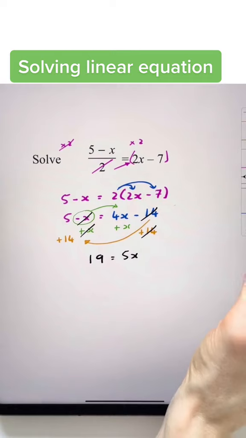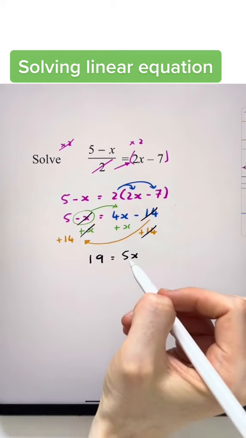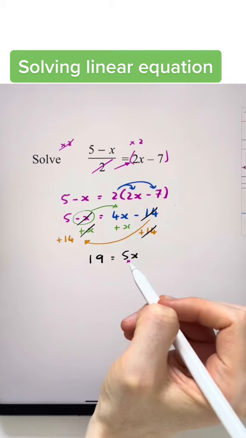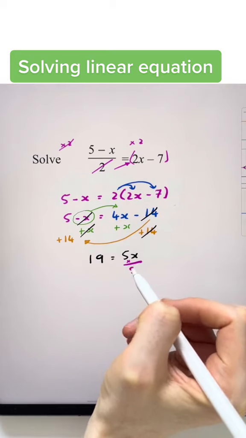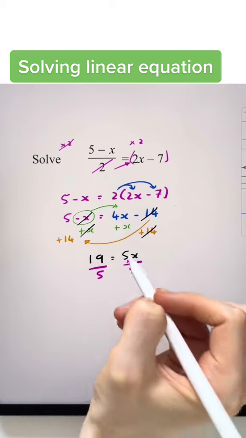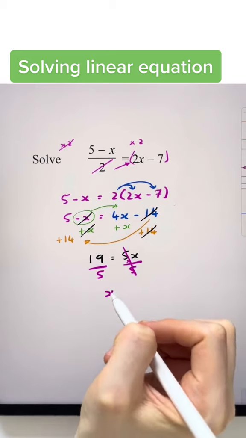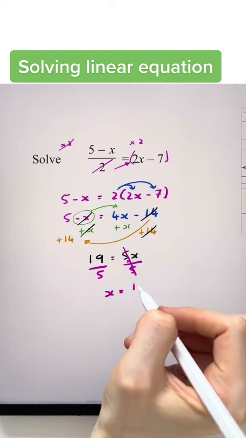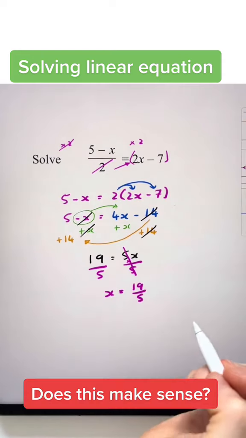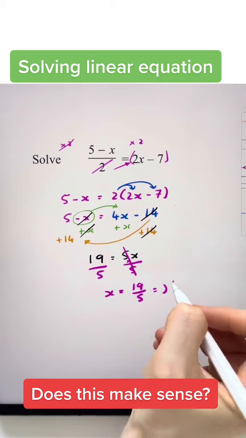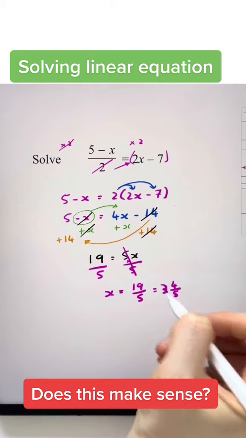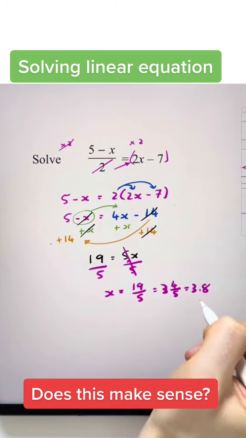5x in algebra means 5 multiplied by x. As I want to find the numerical value for the letter x, I do the inverse, the opposite of times by 5, which is to divide both sides by 5. 5 over 5 will cancel to give us just x. Therefore, x is equal to 19 over 5, which I can convert back to a mixed number as being 3 and 4/5, or write as a decimal as being 3.8 for 3 marks.